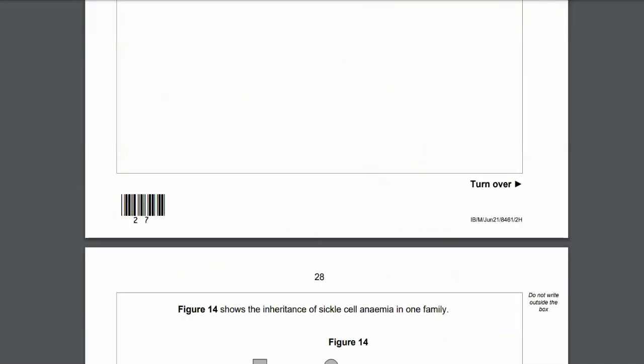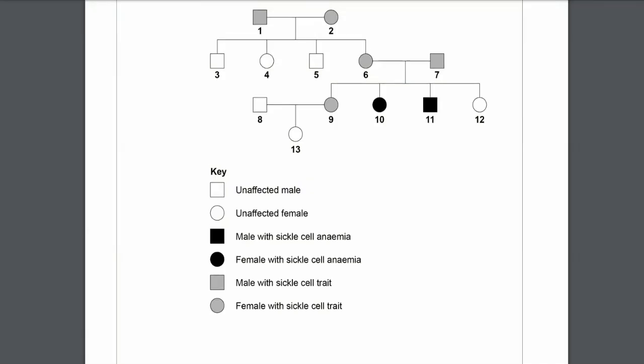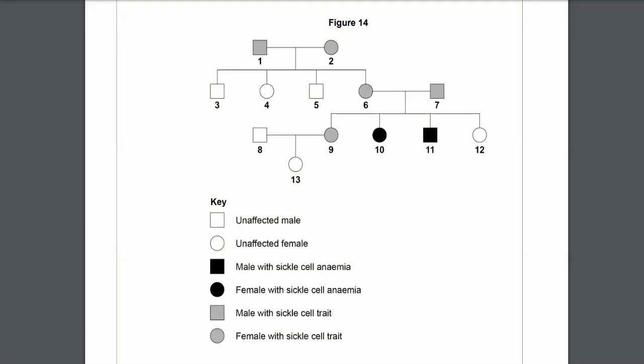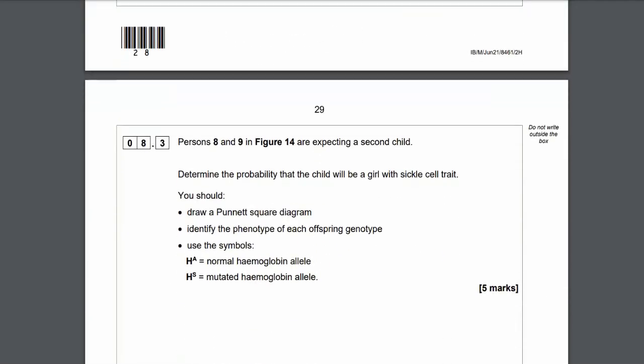Okay, figure 14 shows the inheritance of some genes in a family. This is called a pedigree diagram. And you can see the white square is an unaffected male, white circle, unaffected female, black is male with sickle cell anemia. They must be big HS, big HS, homozygous for the sickle cell. Female is a black circle too. A grey square is a male with the sickle cell trait. That means they're HAHS, and a female is a grey circle with the sickle cell trait.